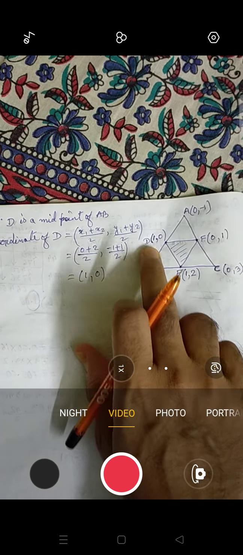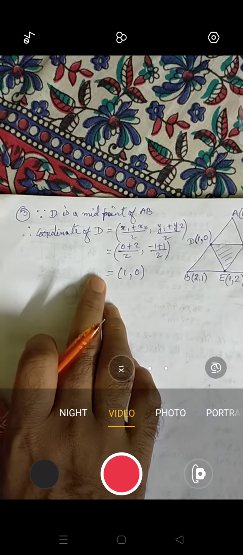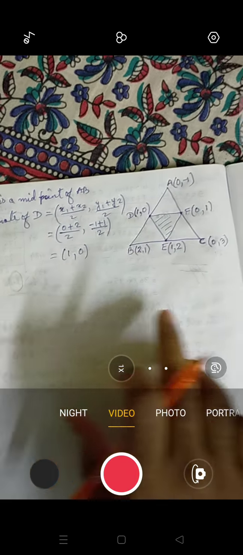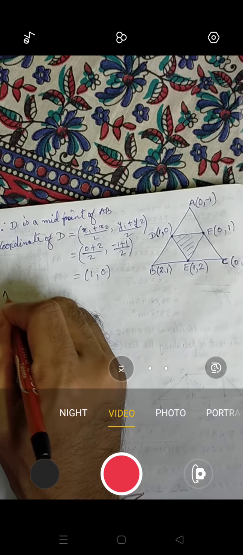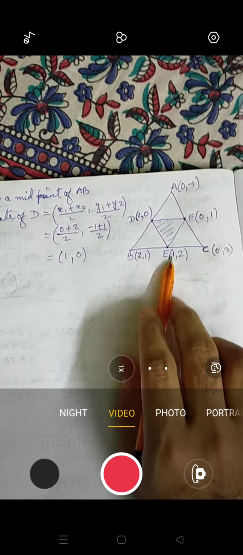We have to represent this way because the coordinates of D, E and F were not given. I have found it in the beginning, so that you have to show how it has come. Now same way again, I have got the coordinate of D. Now I will find the coordinate of E.